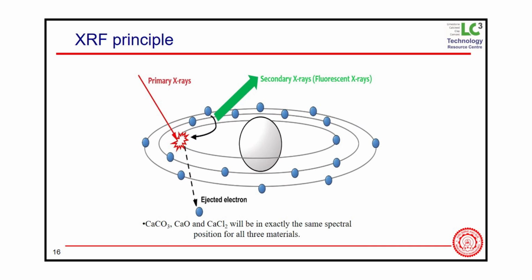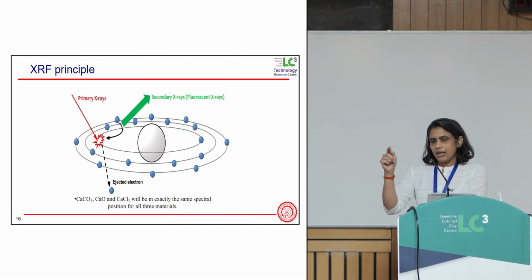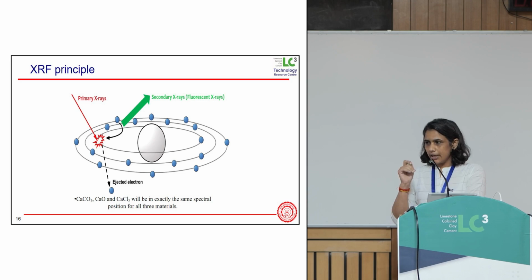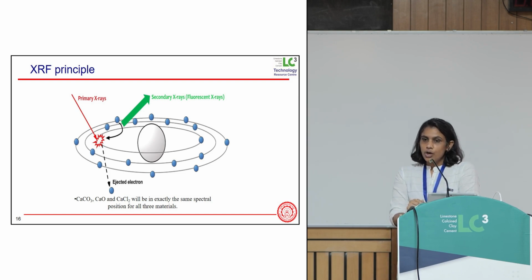XRF technique, what is this? When a particular material is interacted with X-rays, it makes an electron get ejected out from its inner orbital. As soon as the electron is ejected out from its inner orbital, an electron from the next orbital, having higher energy, will occupy that space. So as there is an energy difference, this energy will be emitted as secondary X-rays. By quantifying and identifying these X-rays, we will be able to quantify and identify that particular atom.